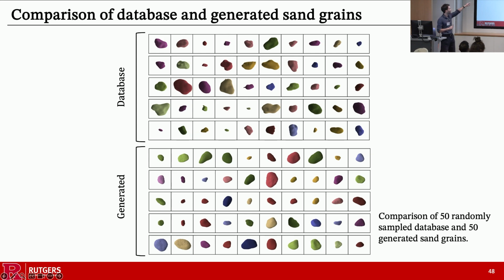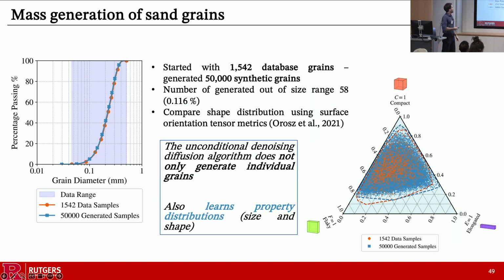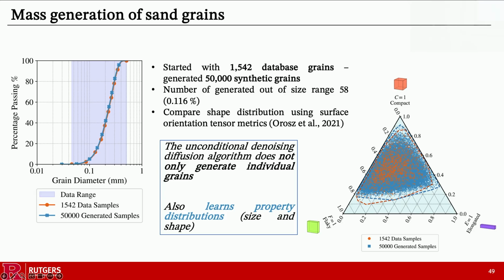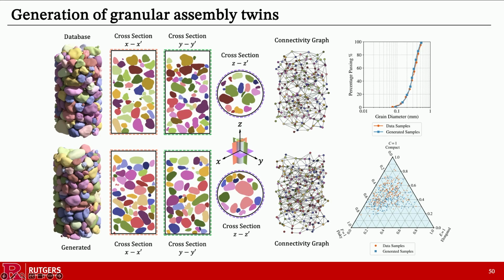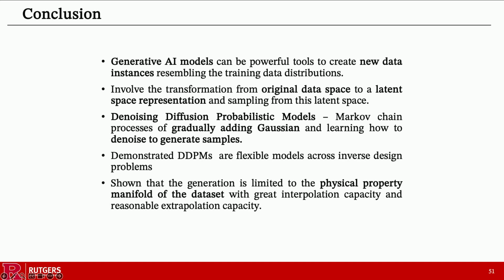There is a bit of a smoothing effect from the autoencoder. But what we see is that we learn a very good underlying size and property distribution. We started from 1,500, generated 50,000, and less than 0.2% of them fall outside the same size and shape distributions. And then we can generate as many as we want and generate our granular assemblies to run our simulations on.